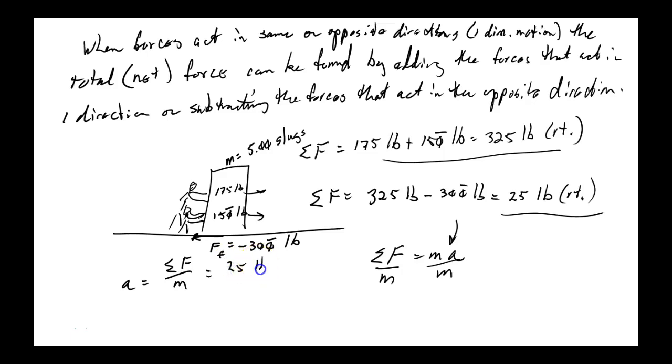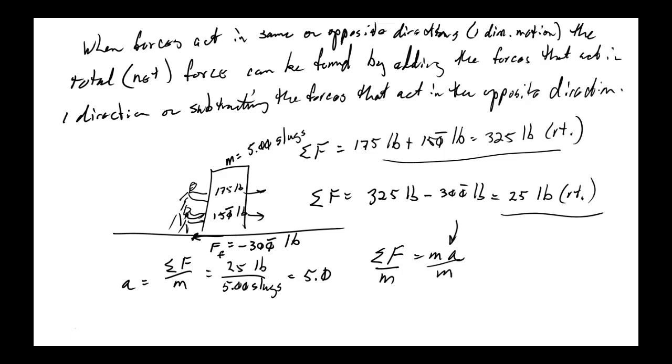25 pounds, and you only have 2 digits there, divided by the mass, which was 5.00 slugs. You can't abbreviate. There is no abbreviation. What does that come up to be? 5.0. You have 2 significant digits there, 3 here. You go with the lesser, 5.0.